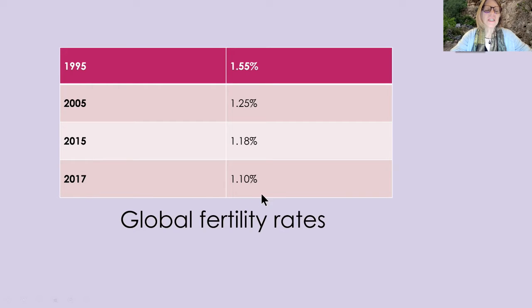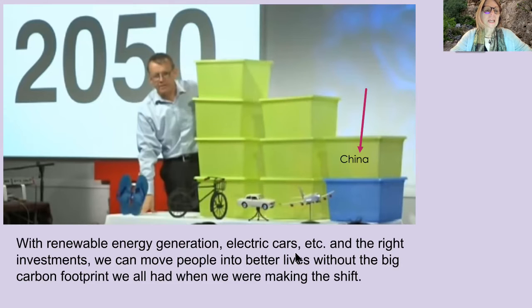By 2017, that had gone down to 1.10. Now, that is not replacement rate. So if everybody was at 1.10, we would see population on Earth begin to shrink. Now, what he projects is that by 2050, with renewable energy generation, electric cars, etc., and the right investments, we can move everybody into better lives without that big carbon footprint we all had when we were making the shift.